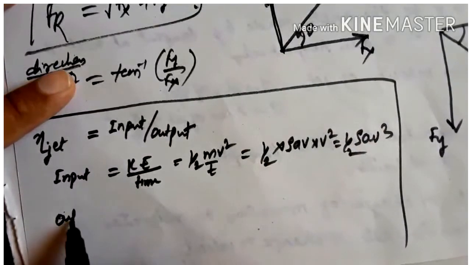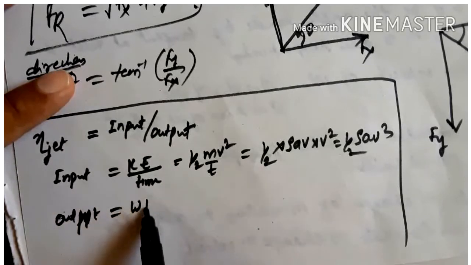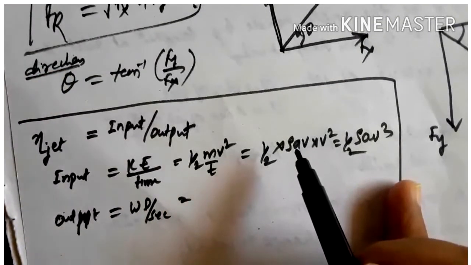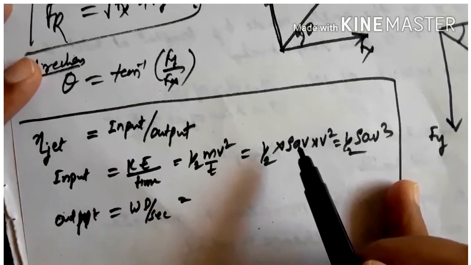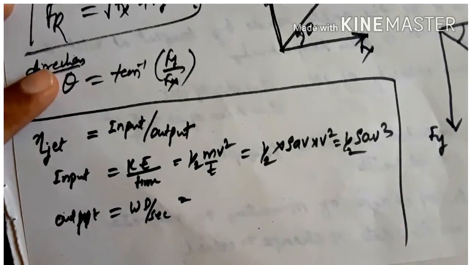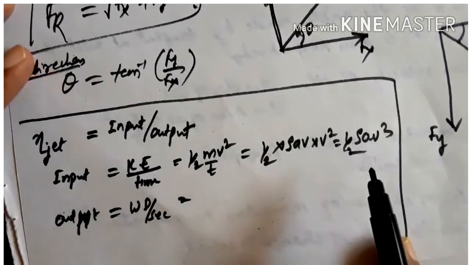Then what is the output? Output is work done per second. Then how will you define work done? When you say the work is being done, the work is said to be done when a force acts on a body and displaces the body in its own direction. Whenever a force acts on any body, if the body gets displaced, then we say the work has been done.